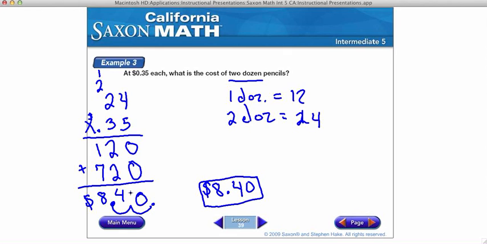Now if I left this at $840, I would say, wait, 35 cents, that's not even half of a dollar. Is 840 cents reasonable? No, it isn't. So if it's not a reasonable answer, you know you need to move that decimal point. Remember, 2 places to the right of the decimal in money in all problems. All right, one more example.